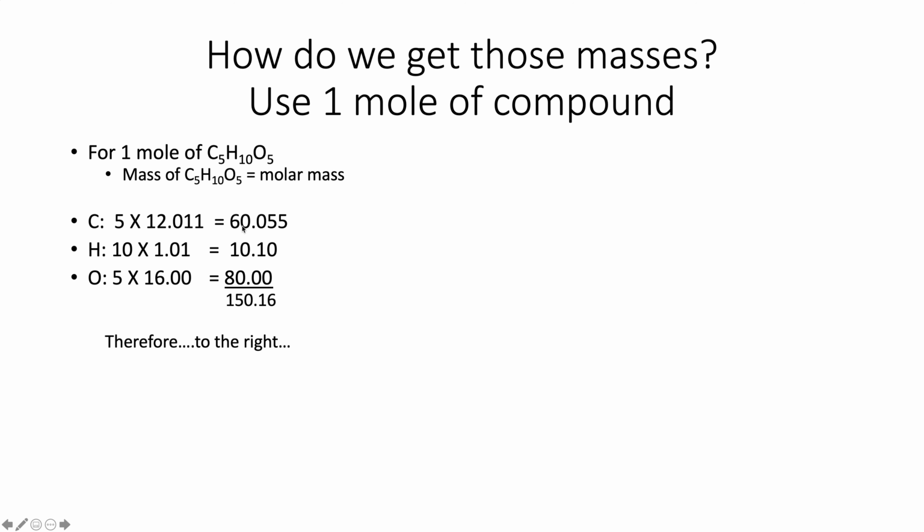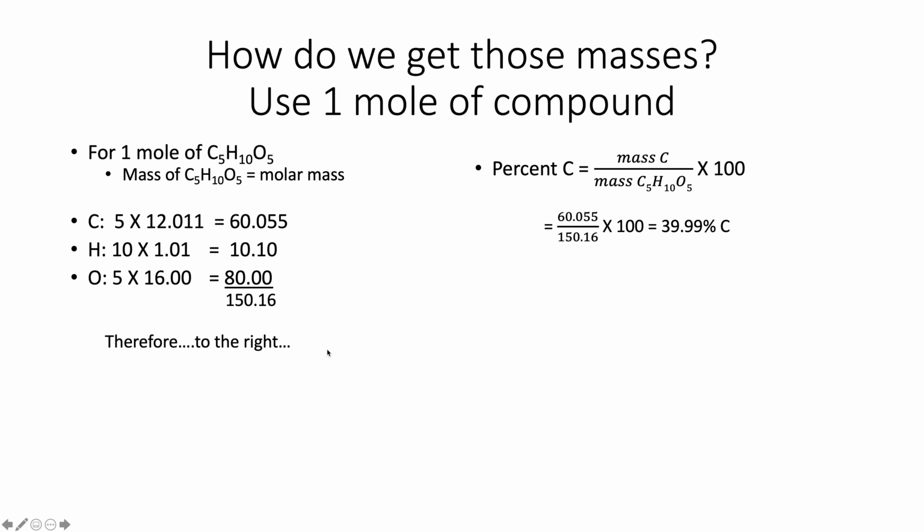In addition, we have the mass of the carbon, the mass of the hydrogen, and the mass of the oxygen. So if we go over to the right here, the percent carbon is going to be the mass of the carbon, just like we saw in the last slide. From over here, the mass of the carbon is the 60, and the mass of the whole thing is the 150 times 100, so it's 39.99% carbon. On something like this, by the way, as far as significant figures, just give me 2 decimal places.